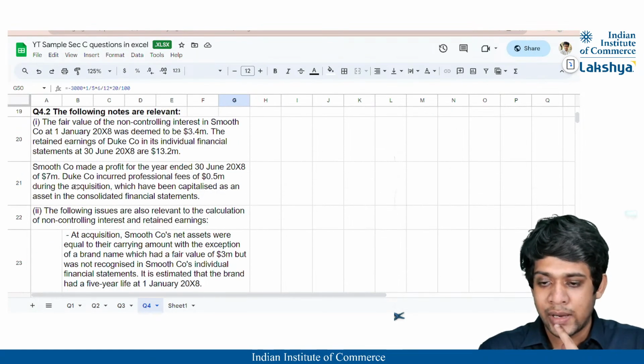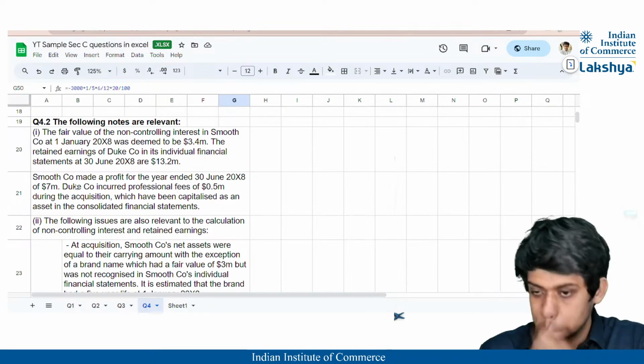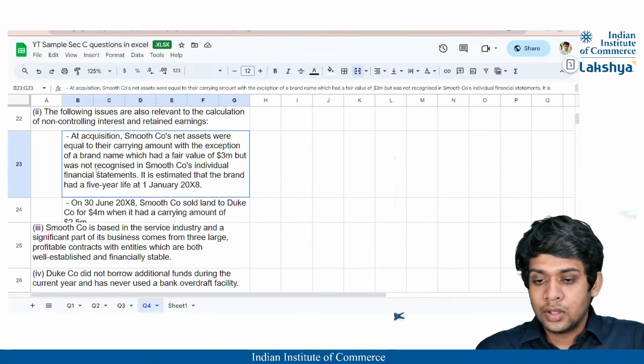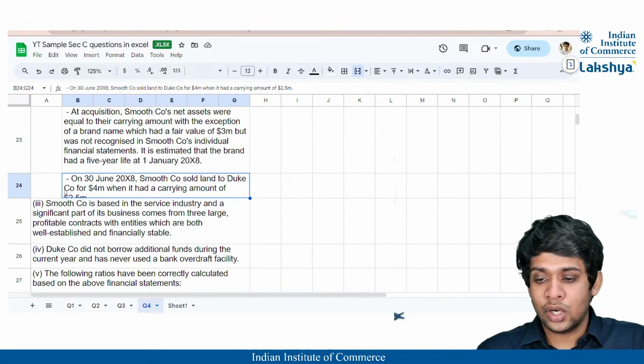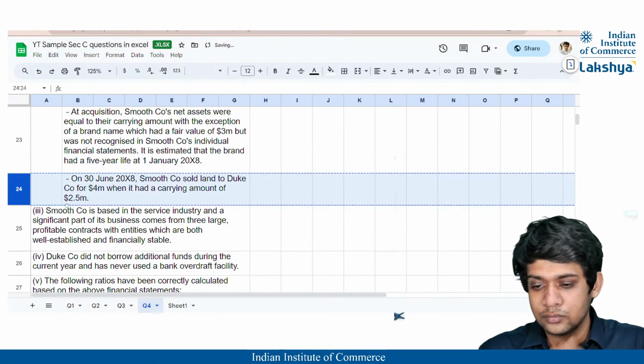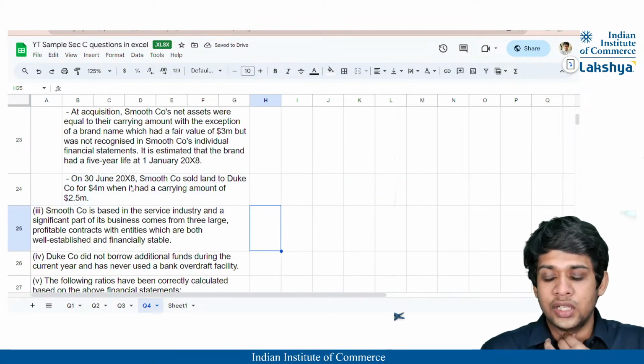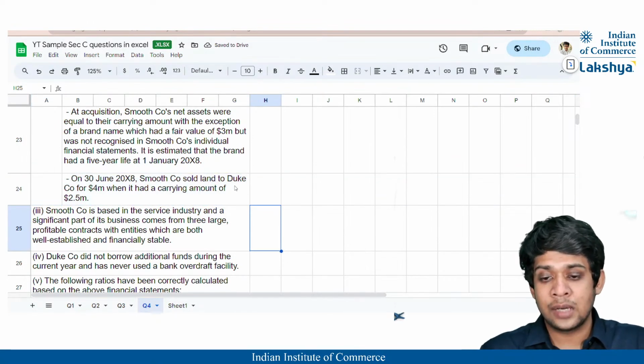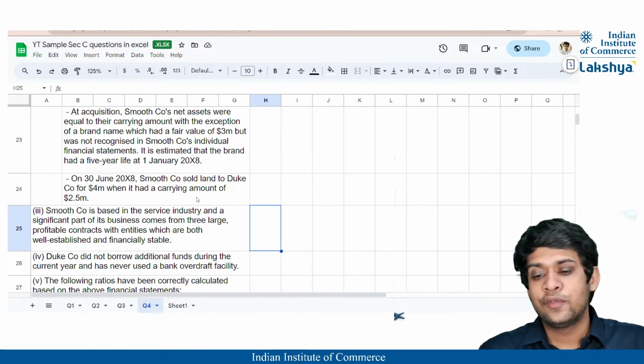फिर गाइस और क्या दिया हुआ है, ओके, नेक्स्ट एडजस्टमेंट ऑन 30th June 2008, Smooth Company sold land to Duke for 4 million.